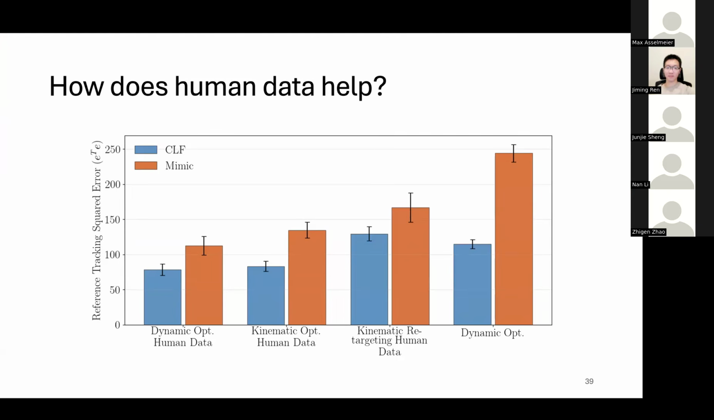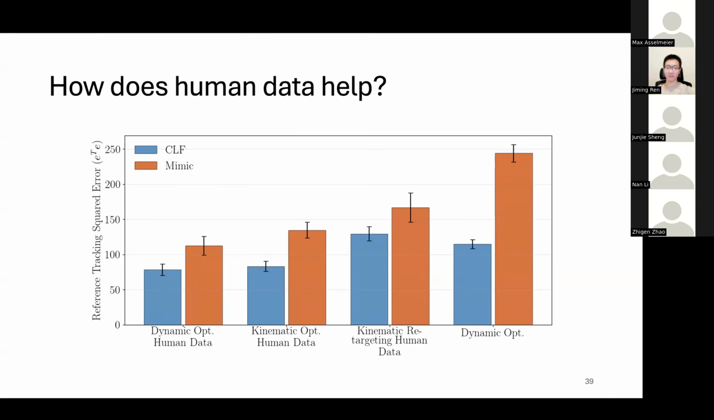Does the human data actually help quantitatively, though? There's a lot going on in this plot. There's kind of two ablation studies in one plot here, so let me break it down. First, on the right is just our optimized dynamic human data. That was effectively the previous project. What we're plotting here is the reference tracking error, so how well you track your reference. All of these policies are trained to track a single reference, not a library, so we can just evaluate their reference tracking on one particular one.